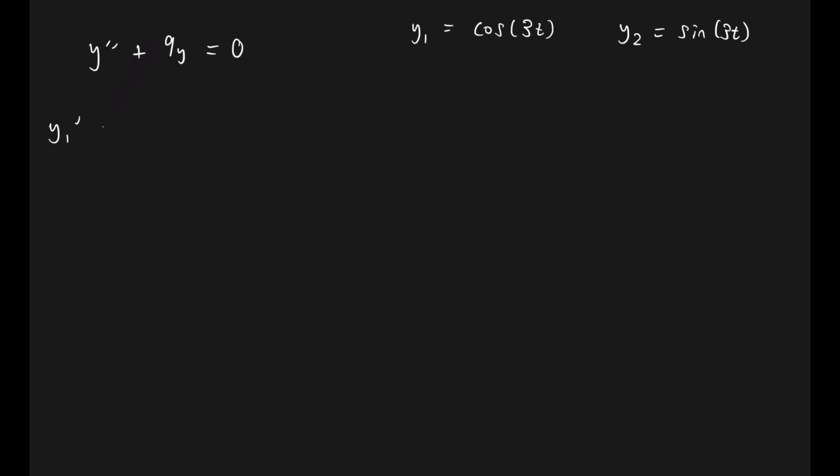For the first derivative of y1, we have to remember to use the chain rule. We know that the derivative of cosine is negative sine, and we know that the derivative of 3t is 3. So it's going to be negative 3 times sine of 3t. We take the derivative again for y1 double prime, same idea. We know the derivative of sine is cosine, and the derivative of 3t is 3. Using the chain rule, this is going to be equal to negative 9 cosine 3t.